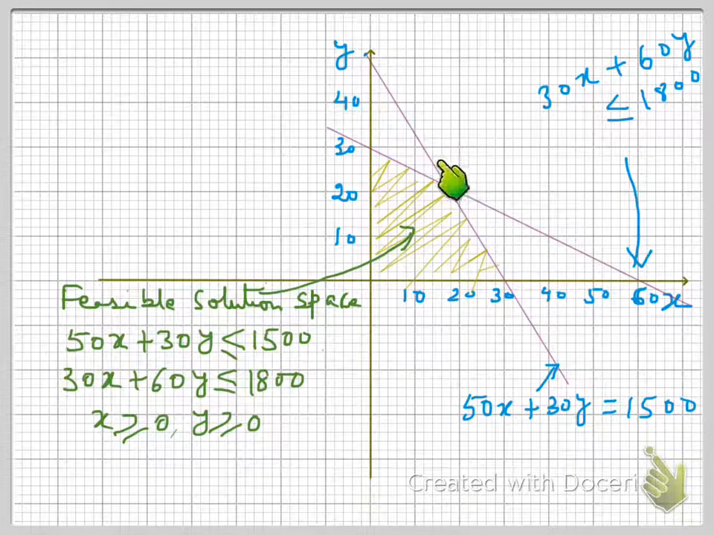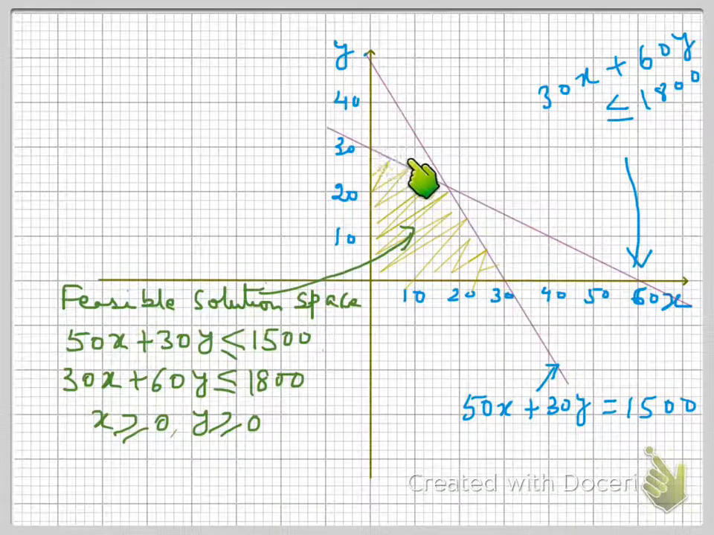This line is 50x plus 30y equal to 1500. That is the constraint related to raw material 1. And since raw material 1 consumption has to be less than or equal to availability, we have to work below this.